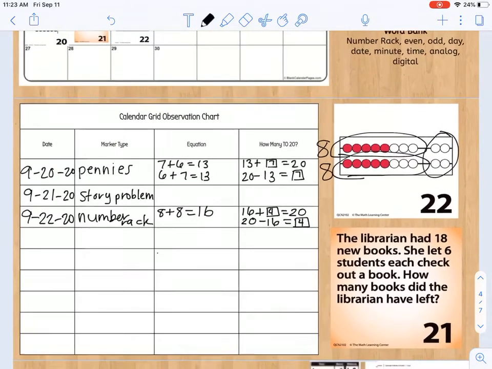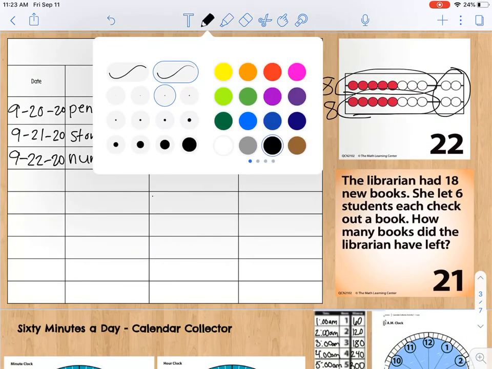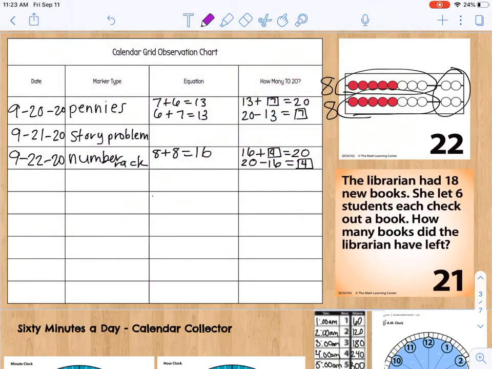All right. Today we are also going to be doing some story problem solving. So we are going to look at the story problem that was on yesterday's calendar marker. Let's read it together. The librarian had 18 new books. She let 6 students each check out a book. How many books did the librarian have left?